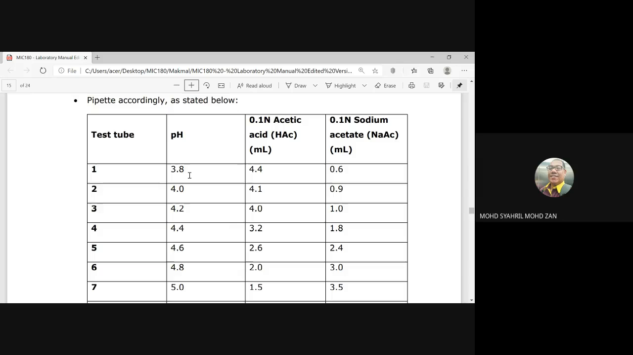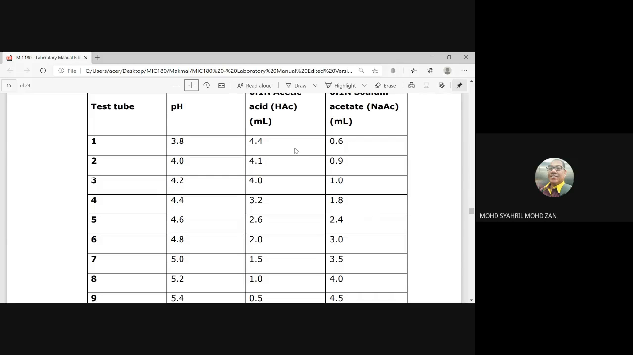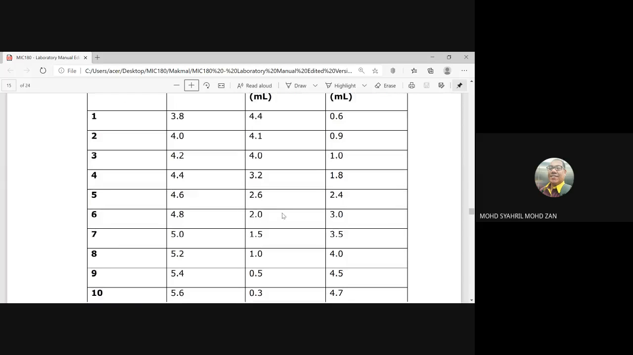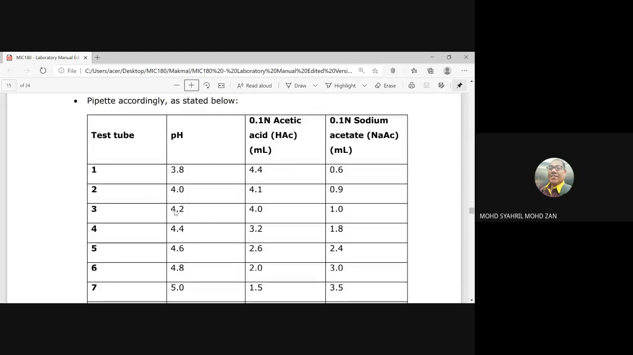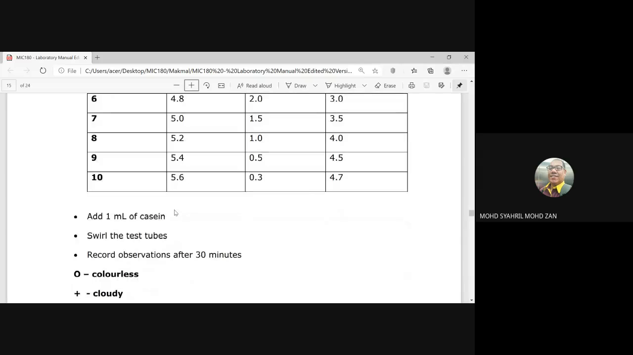To reconfirm, you have to check with the pH meter. But in this manual, if you mix all those materials, your pH will be the same. And then add 1 ml of casein in each test tube, which means you must have about 10 ml of casein. So for each of tubes 1 to 10 that have our two materials, acetic acid and sodium acetate, you put 1 ml of casein each. And then swirl the test tube.